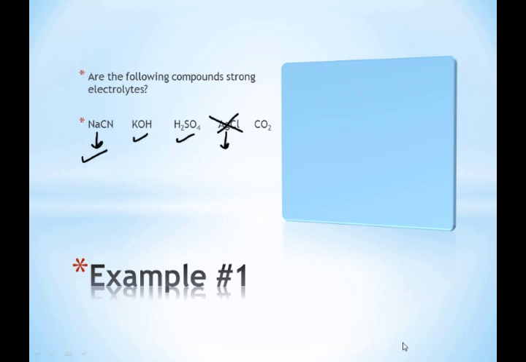Carbon dioxide does not contain a metal, so it's not an ionic compound, it's a covalent compound, and it's thus a non-electrolyte, so it's not a strong electrolyte either.